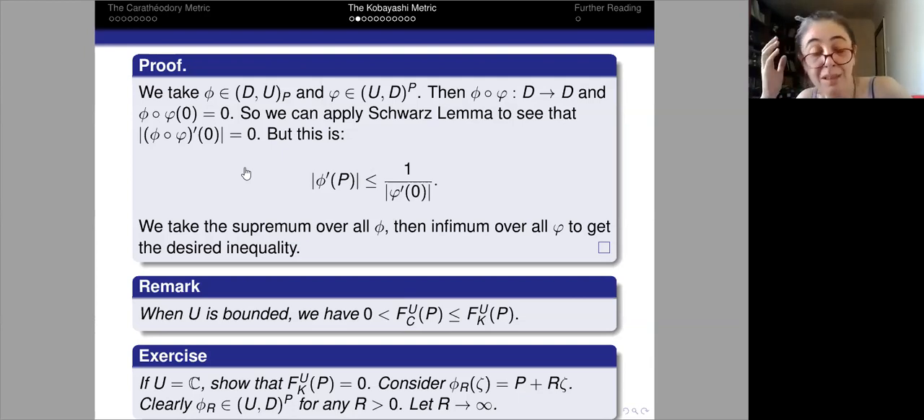Let us say that if U is equal to C, you can show that the Kobayashi metric at the point p is identically zero. To show this, you can take the function phi_r defined by phi_r(zeta) = p minus r zeta. Then clearly phi_r is in the family U_D to the power p for any r greater than zero. And when you let r go to infinity, you can see that the Kobayashi metric reduces to identically zero.